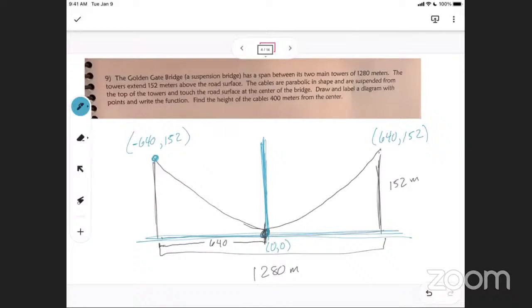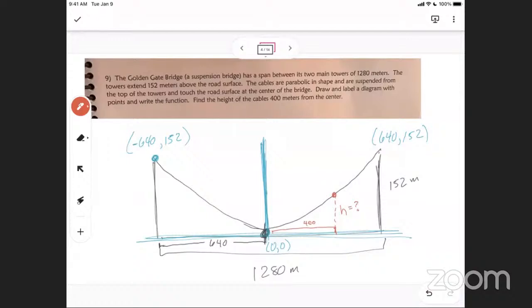Okay. Let's see. It says draw and label a diagram of the points and write the function. Find the height of the cables 400 meters from the center. So they want to know what the height is 400 meters from the center, when this distance is 400. So we have to write an equation, and then we're going to plug in 400 for X. So how do we write an equation?